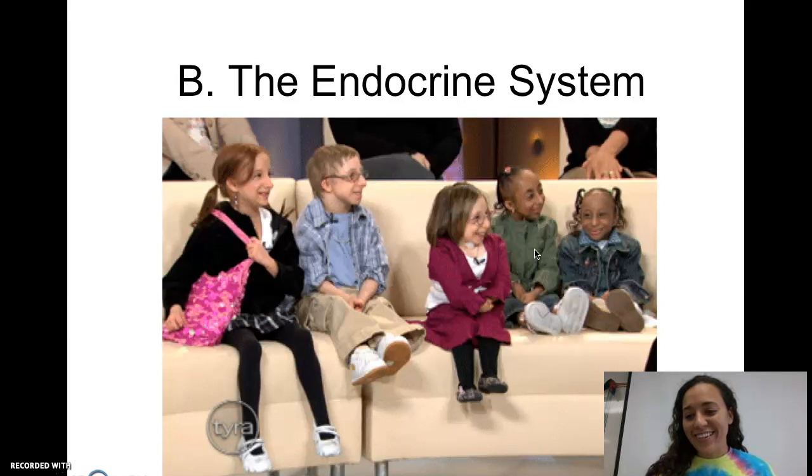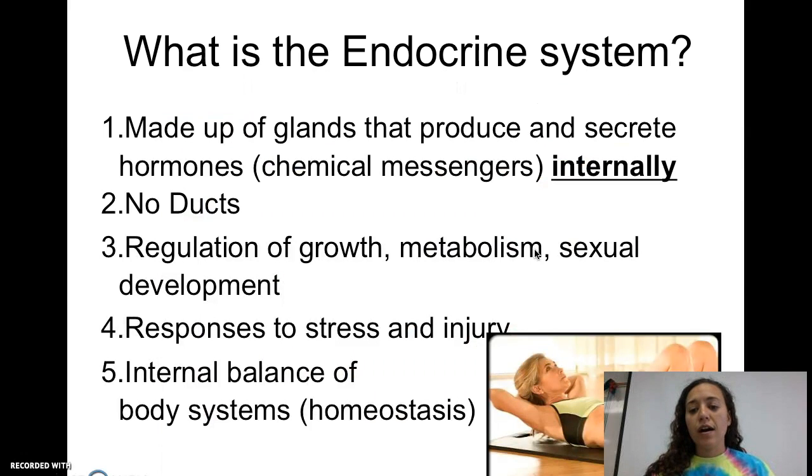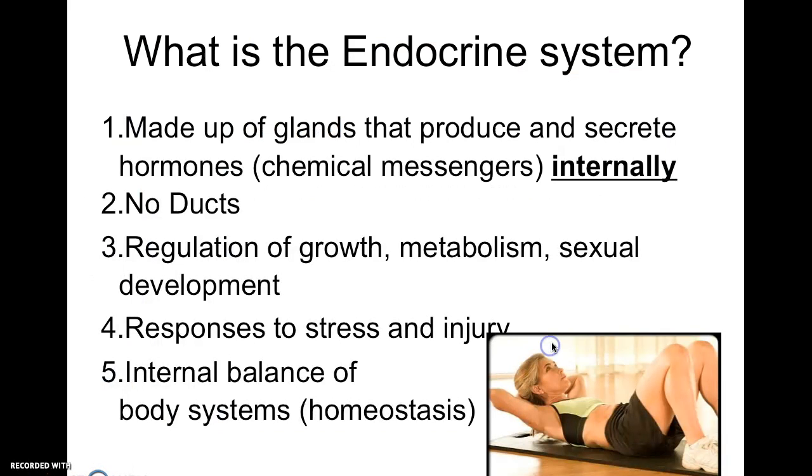Okay, all right, so let's get started. What is the endocrine system? It's made up of glands and they produce and secrete hormones internally. There are no ducts. With exocrine, there were ducts, but there are no ducts here. It regulates your growth, metabolism, and sexual development. You're not at the stage where you're trying to reproduce, but whenever you are, your endocrine system is very important. It's what produces your sperm. It's what produces the egg every month. It also handles response to stress and injury.